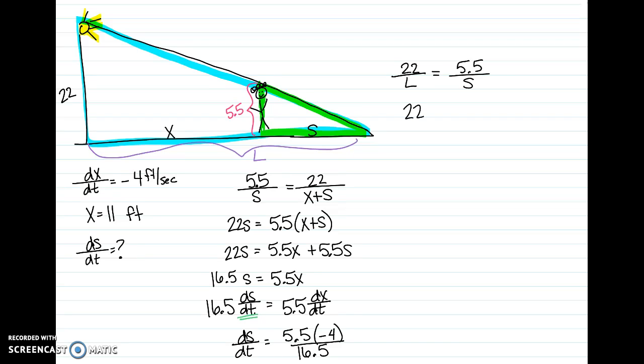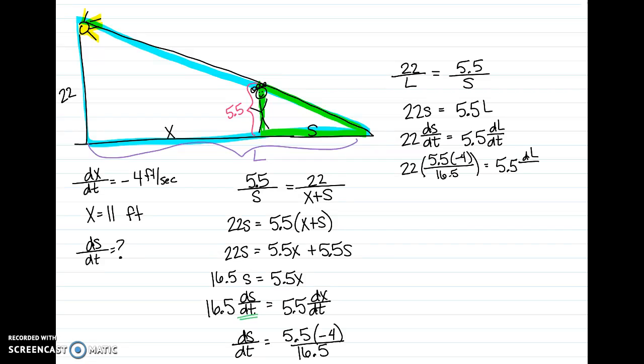And I'm going to cross multiply and then take the derivative. So 22 ds/dt equals 5.5 dL/dt. And that ds/dt we happen to have just found in the last part. Isn't that wonderful? Then it equals 5.5 dL/dt. Since dL/dt is my question mark, the only thing left to do would be to divide both sides by 5.5. Okay? Very much hope that makes sense.